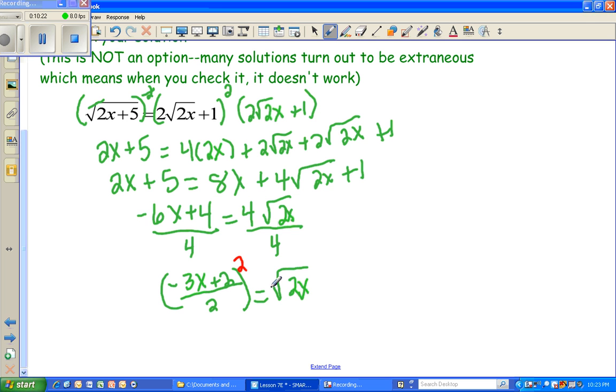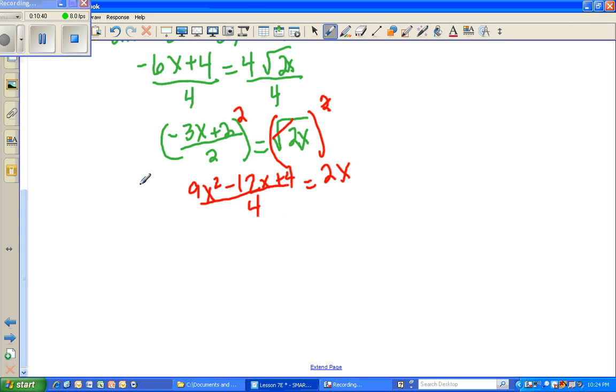So you're going to square each side. That's going to give you 9x squared minus 12x plus 4, because I'm FOILing that out, over 4 equals 2x, because the radical undoes the square. Bring that 4 up here.